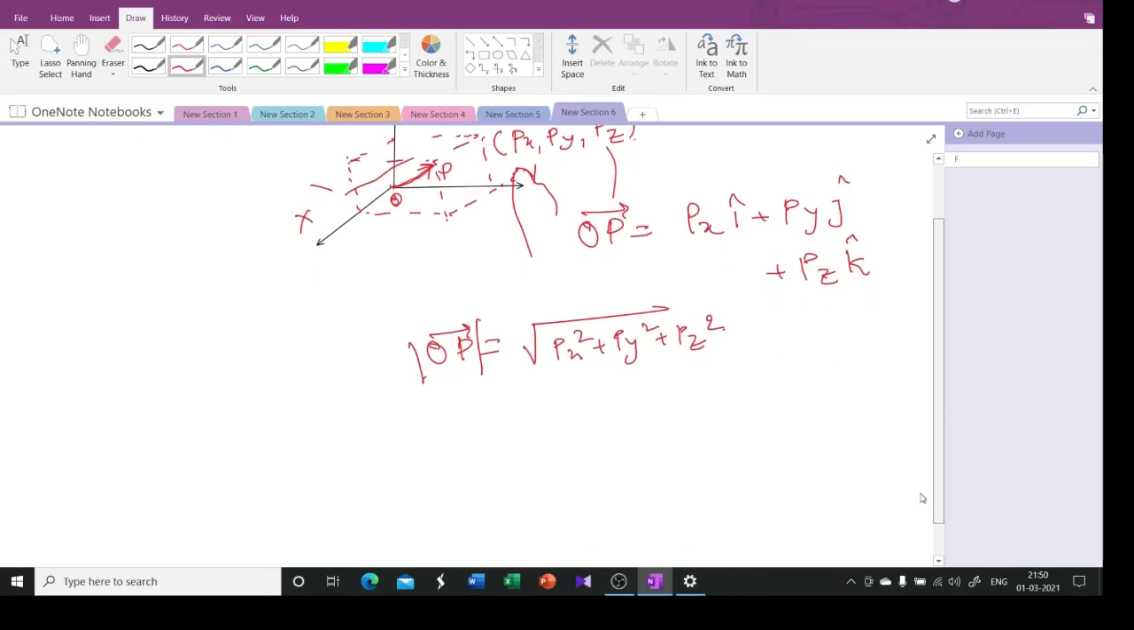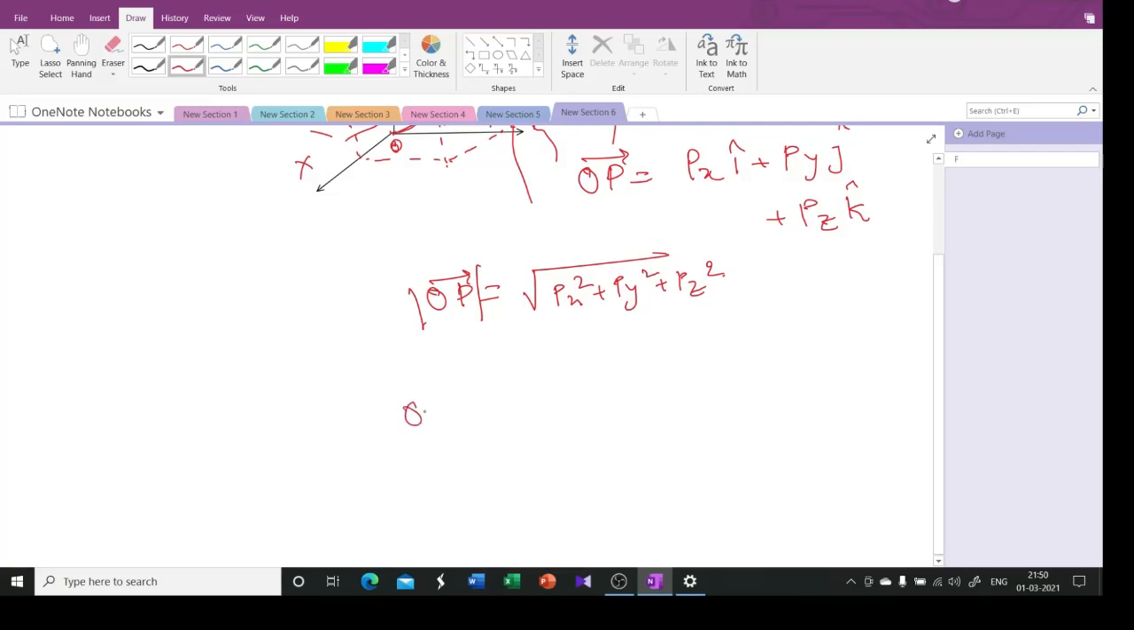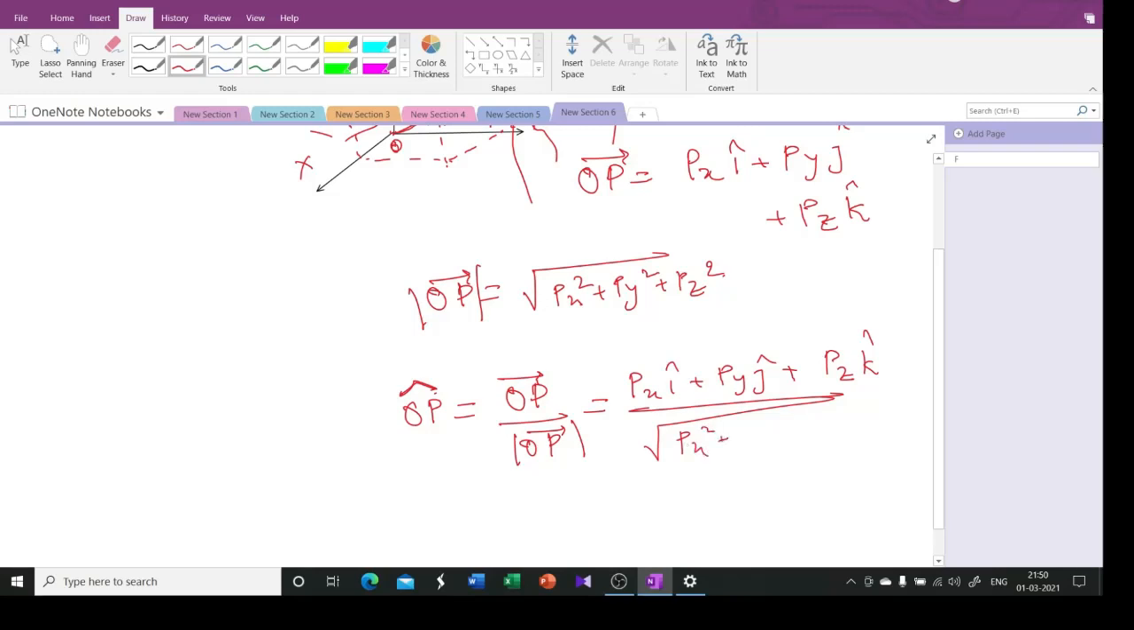Now let me ask you a question. What is OP cap, the unit vector along OP? It's simply the OP vector divided by the magnitude of OP. So that is Px i cap plus Py j cap plus Pz k cap, divided by the square root of Px square plus Py square plus Pz square. Pretty simple. No problem with this till now.